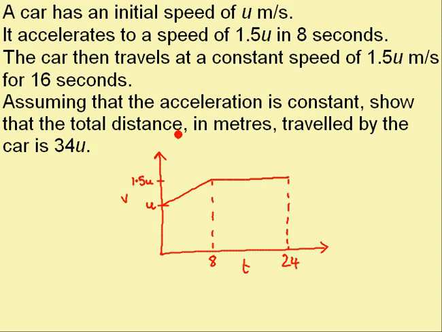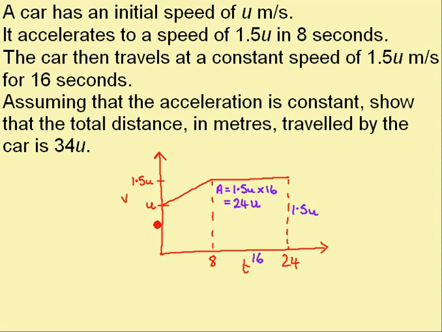Now I know that the total distance travelled is the area under the graph. So what I've got to do is calculate the area under the graph and hope that it comes out to be 34 u. I can see that the area under the graph is already split into 2 convenient sections. So I'm going to do this part first. This is just a rectangle. So this distance here is from 8 to 24, so that's 16. And this height here is 1.5 u. So the area is 1.5 u times 16. 1.5 times 16 is 24, so that's 24 u.